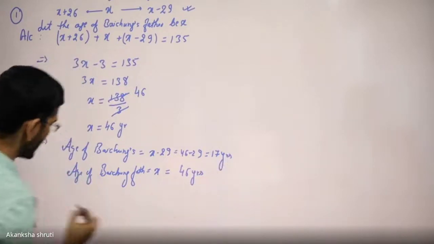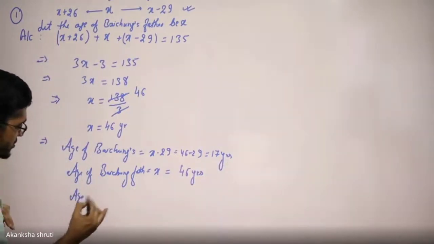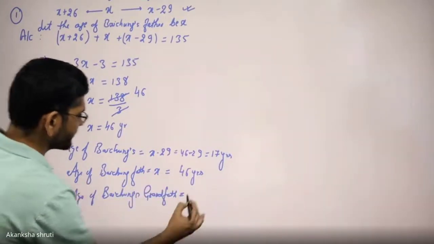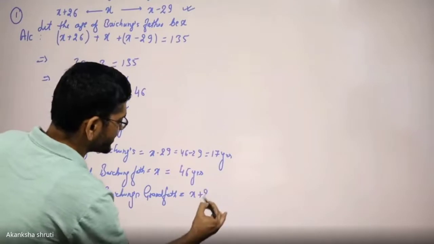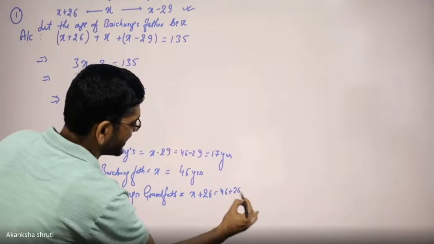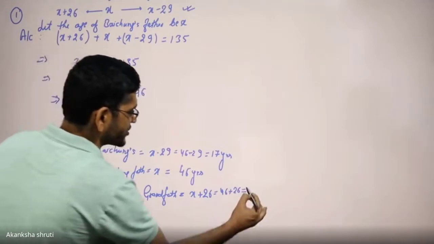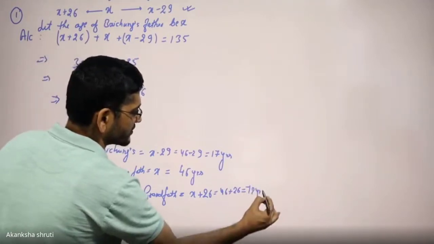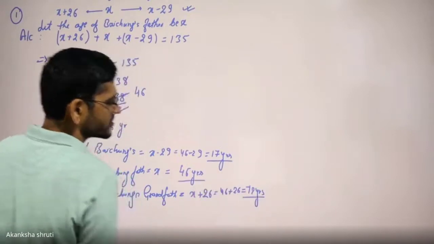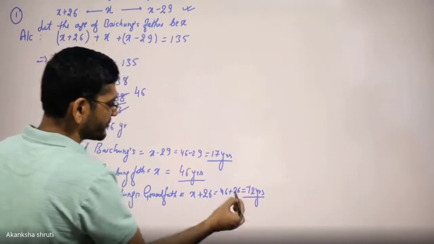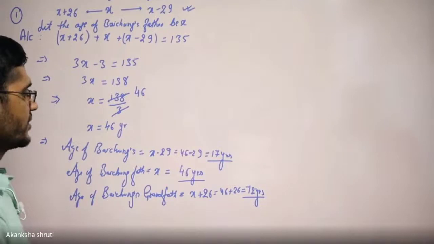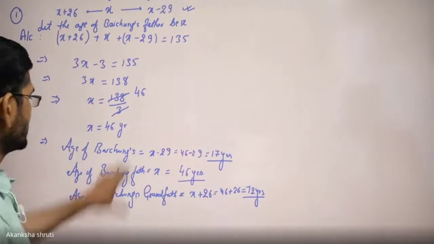The age of Bechung's grandfather is x plus 26. So 46 plus 26 is 72 years. So these are the three ages that we have to tell. And if you add these three ages, you get 135 years. So these were the questions.